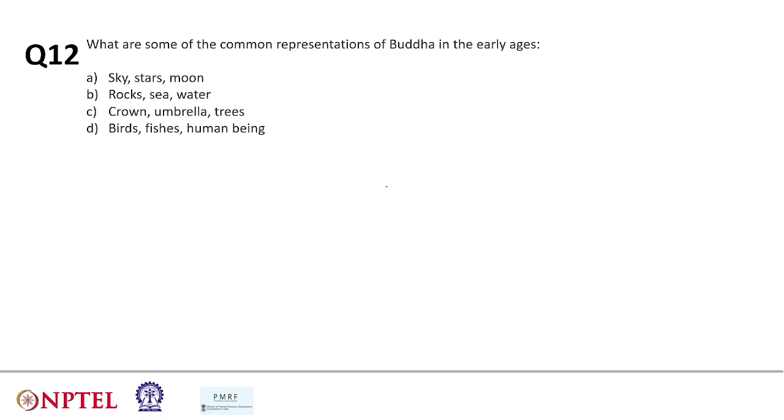What are some of the common representations of Buddha in the early ages? This has been repeated quite a number of times in the video lectures. And what is the answer? Can someone tell? C. See, crown, umbrella, tree. Yes, correct. So option C is correct.